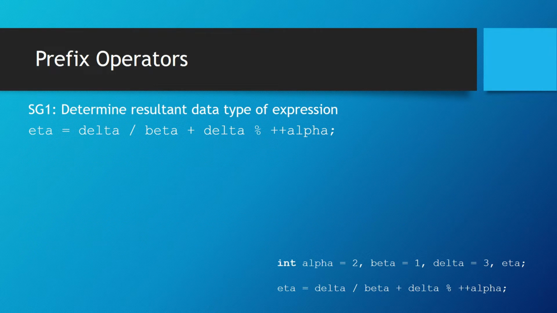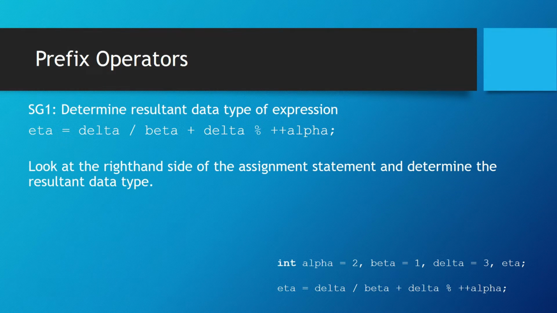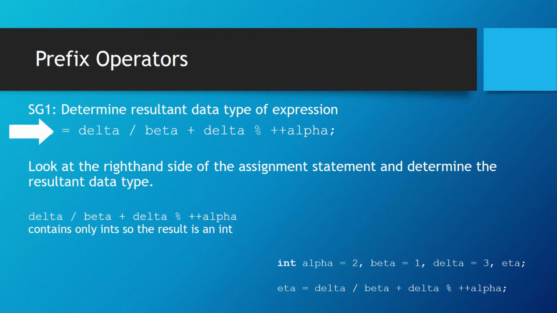Let's begin with subgoal 1. Determine the resultant data type of the expression. Let's look at the right-hand side of the assignment statement and determine the resultant data type. Alpha, beta, and delta are all declared as integers. The right-hand side of the assignment statement contains only integers, so the result is an integer.